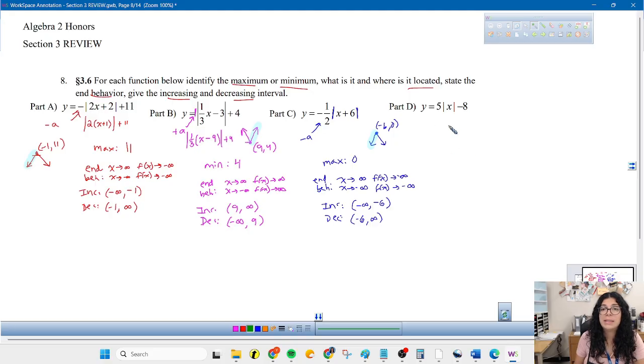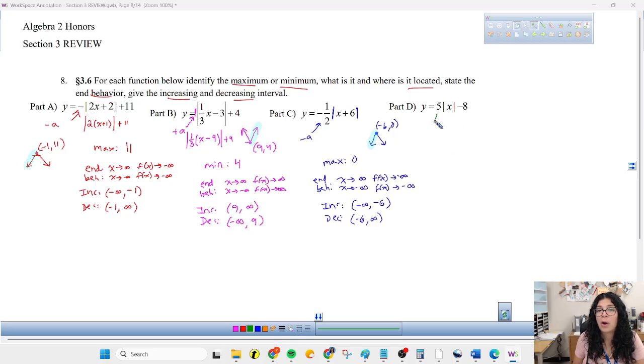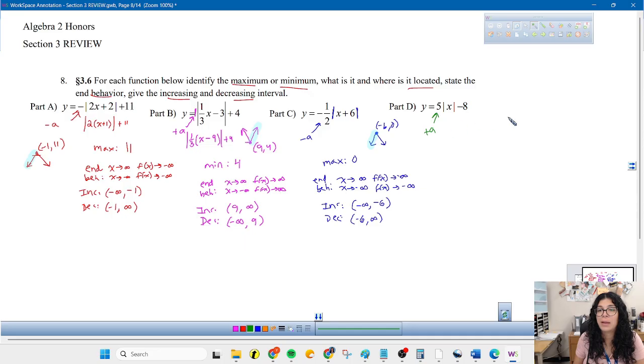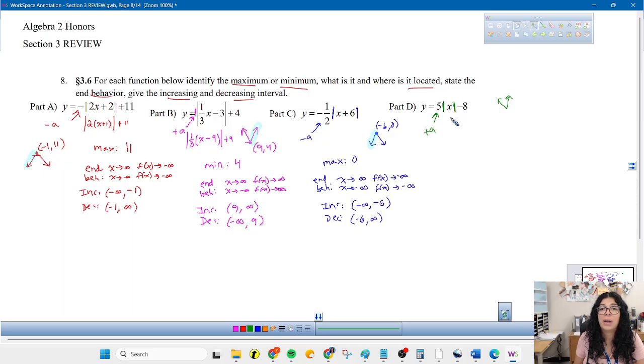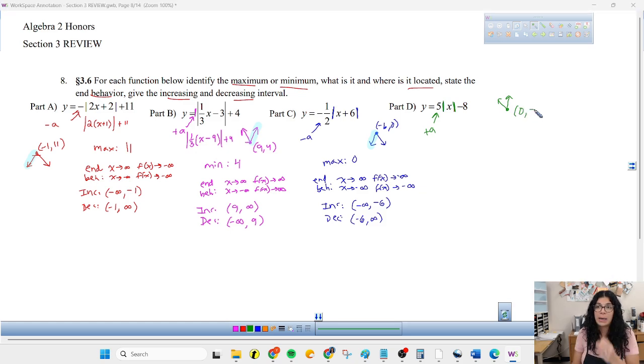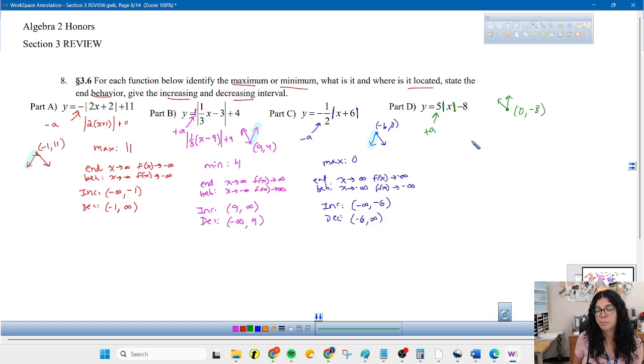Last one, part D. Notice that our A value in front is a positive A value. So this is going to be an upward facing V shape. And again, inside of the absolute value, I don't need to factor anything out for x. And there's nothing being added to x, which means that the x of the vertex is at 0. The y value is at -8. So now we can go ahead and answer our key features.